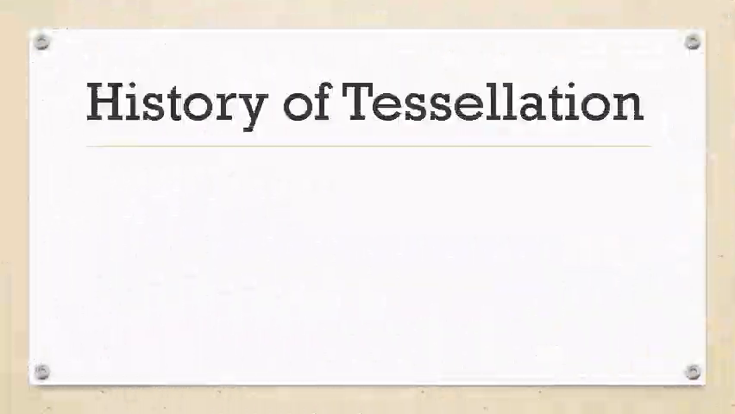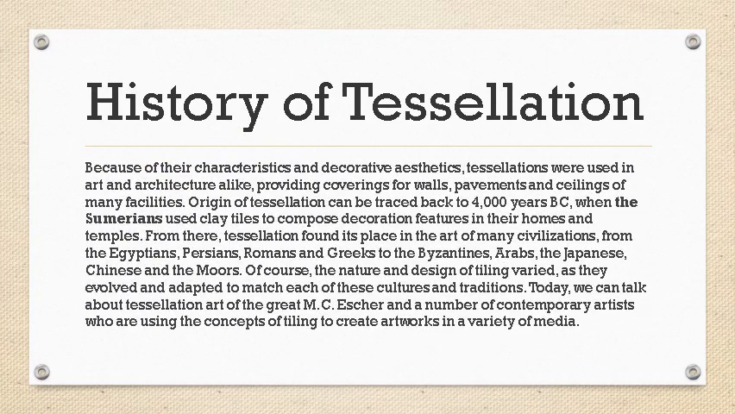Now we'll see the history of tessellation. Because of their characteristics and decorative aesthetics, tessellations were used in art and architecture alike, providing coverings for walls, pavements, and ceilings of many facilities. The origin of tessellation can be traced back to 4000 years BC, when the Sumerians used clay tiles to compose decoration features in their homes and temples.